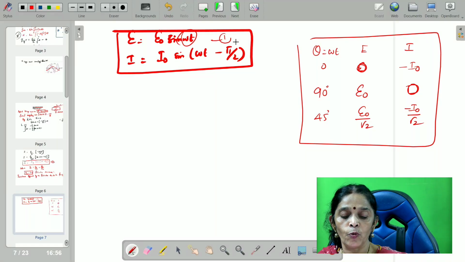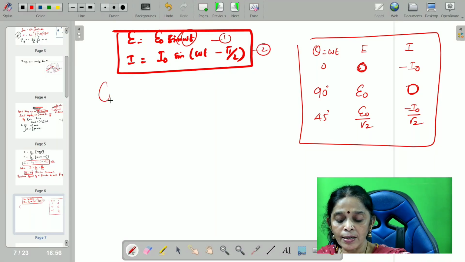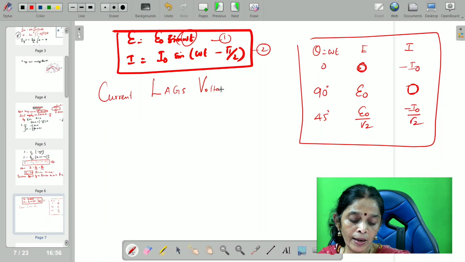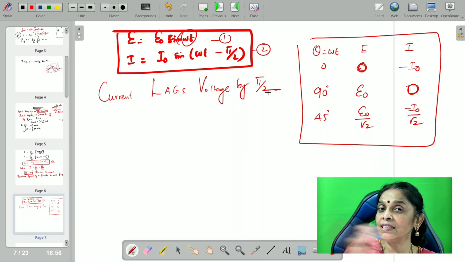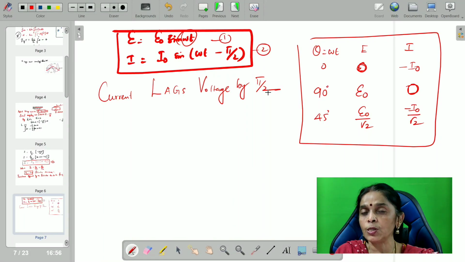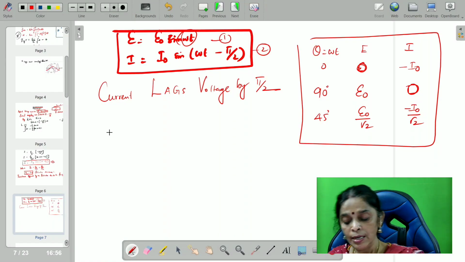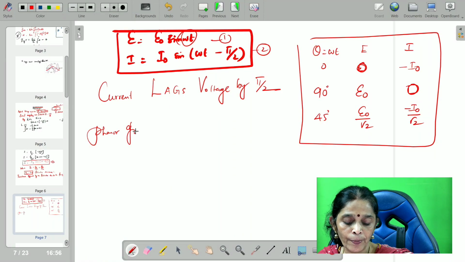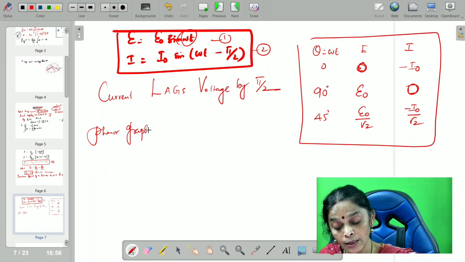So from 1 and 2, we understand that current lags the voltage. Current lags voltage by an angle of pi by 2. Earlier we have seen for a resistor, there is no phase difference. Now we saw current lags the voltage. Since it lags the voltage, I am forced to draw the phasor graph. So how do you draw the phasor graph?